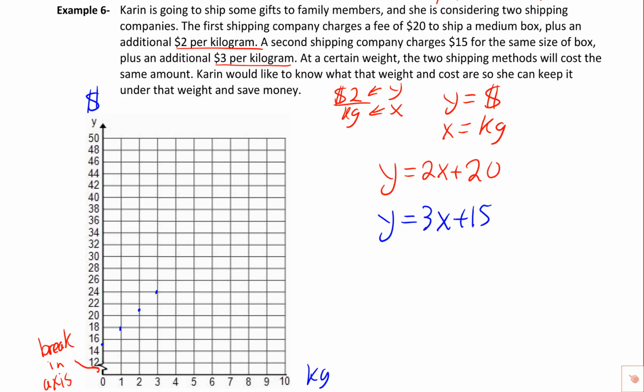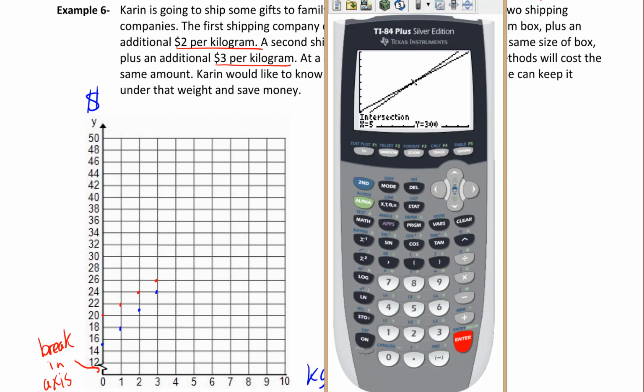And then the other one is going to cross at 20. So we're going to cross right here at 20, and it's going to go up $2 per kilogram. So up $2 for 1 kilogram, up $2 for 1 kilogram. So this one is quite a bit more expensive, but you can see, same as the last one, this is actually catching up here. So we're going to grab the calculator.